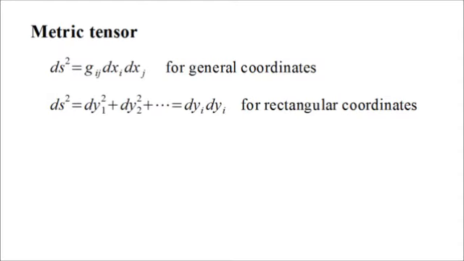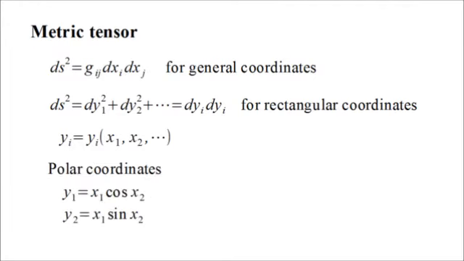For rectangular coordinates, we have the regular old Pythagorean theorem, ds squared is dy1 squared plus dy2 squared plus, and so on. And using the Einstein summation convention, we can just write this as dyi dyi. I appears twice in the term, so we automatically sum over it. Now, if yi, these rectangular coordinates, can be written as functions of our general curved coordinates, then we can say y sub i is this function, y sub i of x1, x2, and so on.